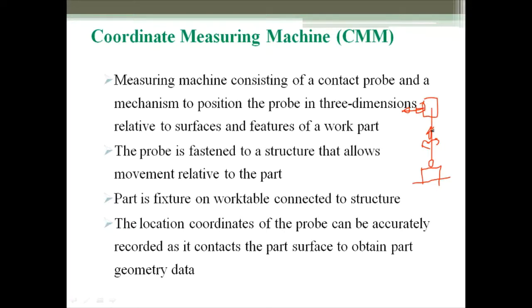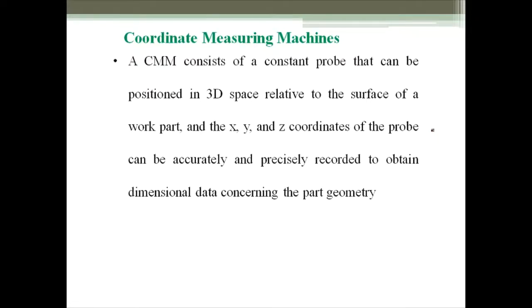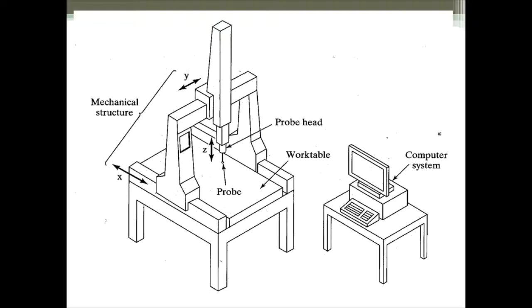Now let us see further. A CMM consists of a contact probe that can be positioned in 3D space relative to the surface of a work part, and the x, y and z coordinates of the probe can be accurately and precisely recorded to obtain dimensional data concerning the part geometry. So here you can see the probe is attached to the structure, and this structure allows the movement relative to the part. That means the part is kept over here on the work table.